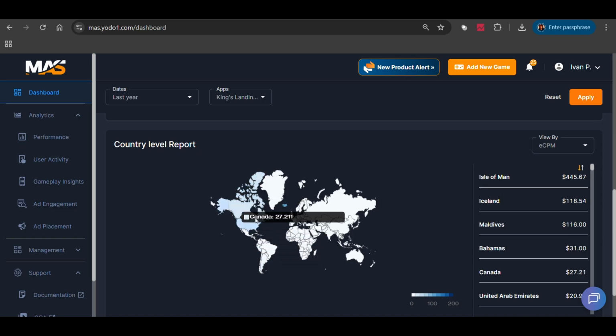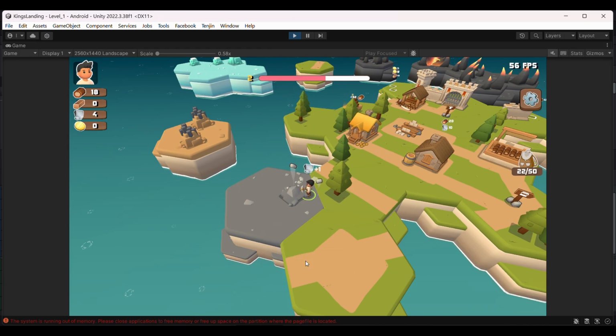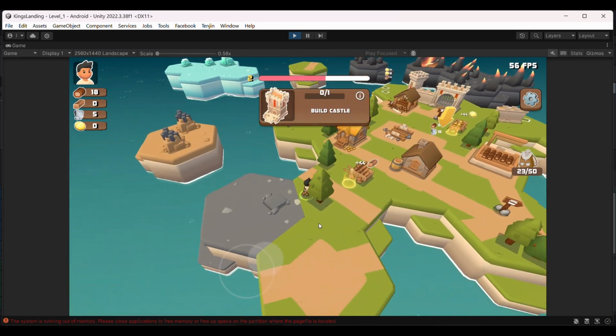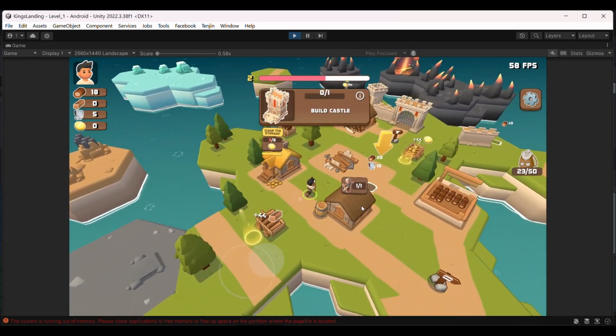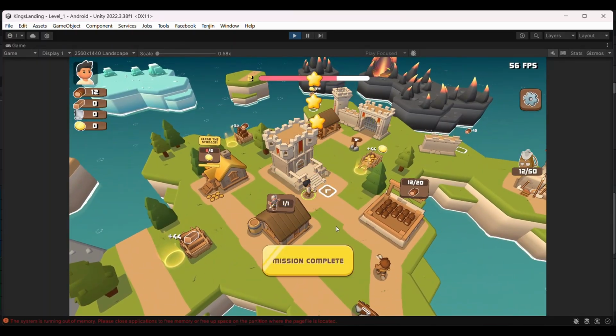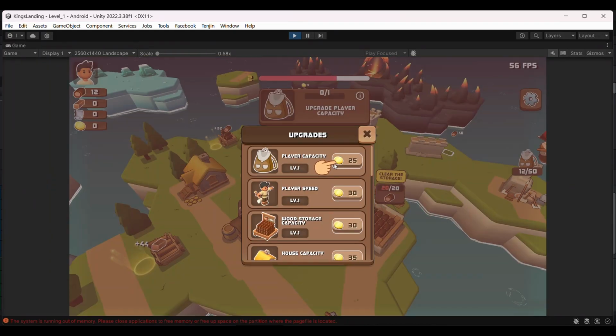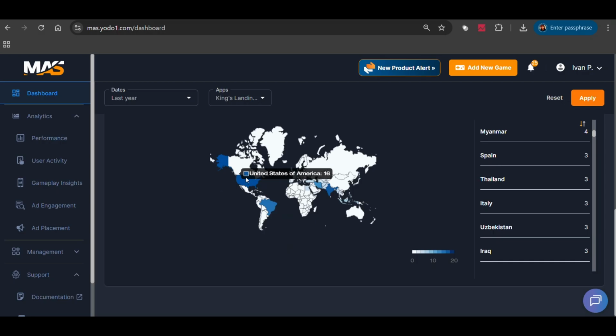Game genre. This was an idle arcade game. Action games, casual games, or hyper-casual games might see different results because user behavior and advertiser demand varies by genre. Traffic volume. Some networks perform better with high volume, others are better for smaller developers.